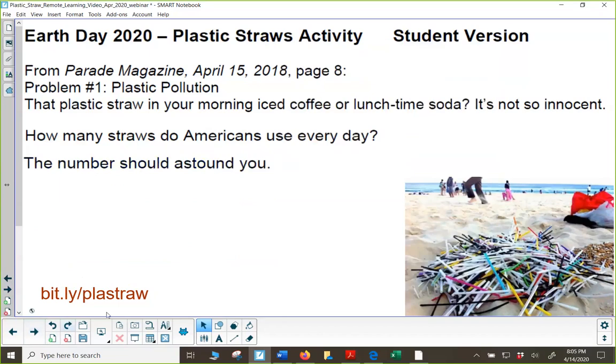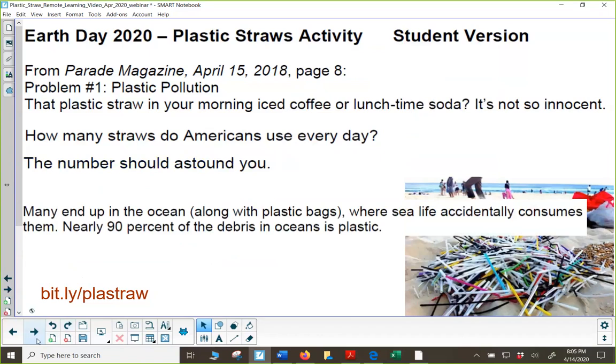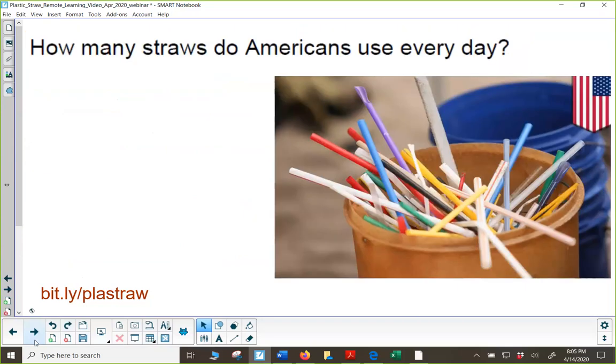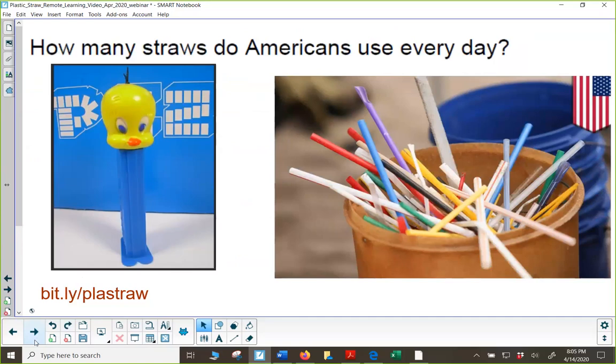All right, so how many straws do Americans use every day? The number should astound you. It turns out that many of them end up in the ocean along with plastic bags where sea life accidentally consumes them, and 90% of the debris in oceans is plastic, unfortunately. So how many straws do they use every day? Go ahead and press Pez. Go ahead and press enter, rather.